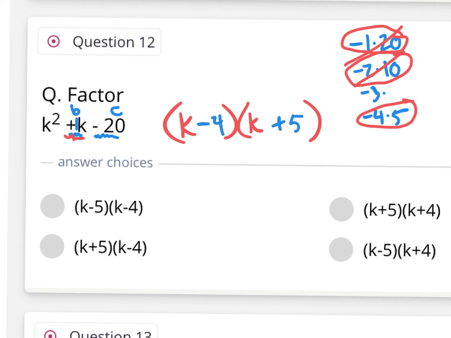By the way, it doesn't have to be a minus 4 first and a plus 5 second. You could switch the order. It could be a plus 5 and a minus 4, as they actually have it switched like that, plus 5 and minus 4. There's your answer for number 12. Let's move on to number 13.